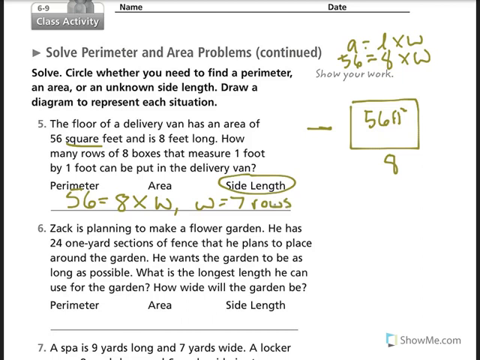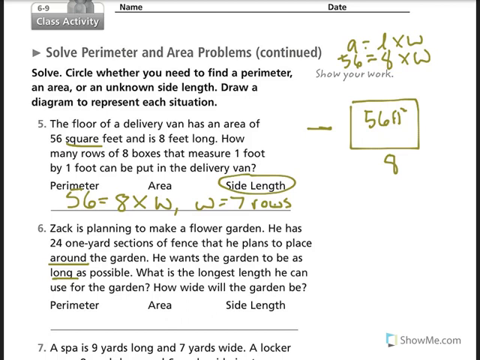All right. Number 6. Zach is planning to make a flower garden. He has 24 one-yard sections of fence that he plans to place around the garden. This sounds like the 24 is going to be the perimeter. He wants the garden to be as long as possible. What is the longest length he can use for the garden? How wide will the garden be?